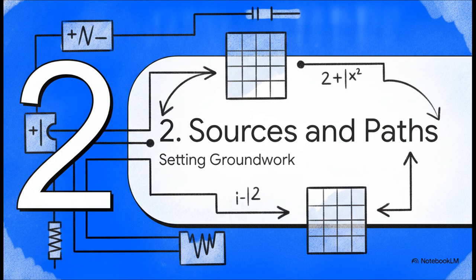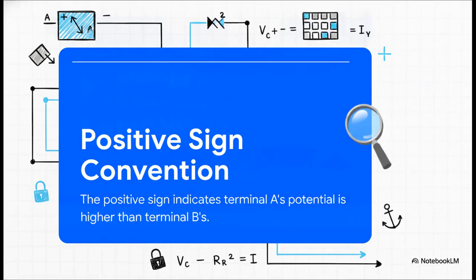Moving right along to Section 2, identifying sources and paths. Okay, before we even touch a schematic, we absolutely have to lock down the positive sign convention. It sounds super basic, but a positive sign strictly means that terminal A's potential is higher than terminal B's. That's it. But this seemingly simple rule is the entire baseline for Kirchhoff's laws. If you don't anchor this concept first, trust me, your matrix is going to fall apart before you write your very first equation.